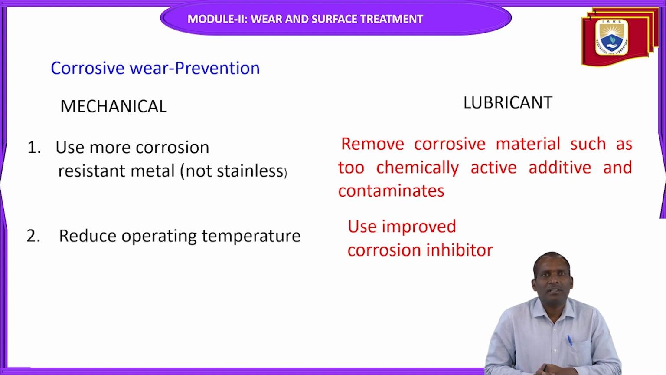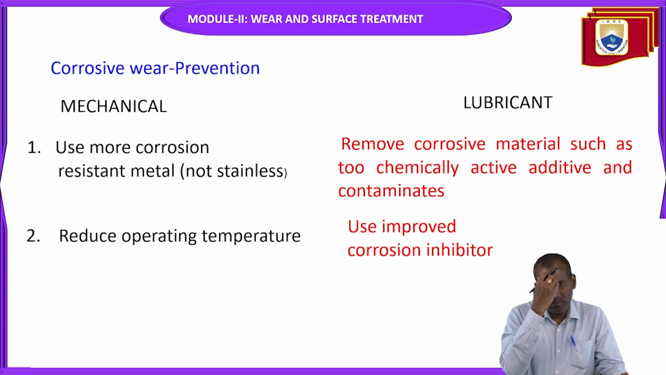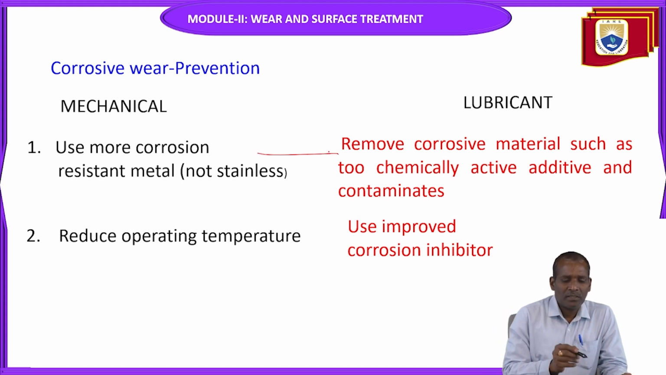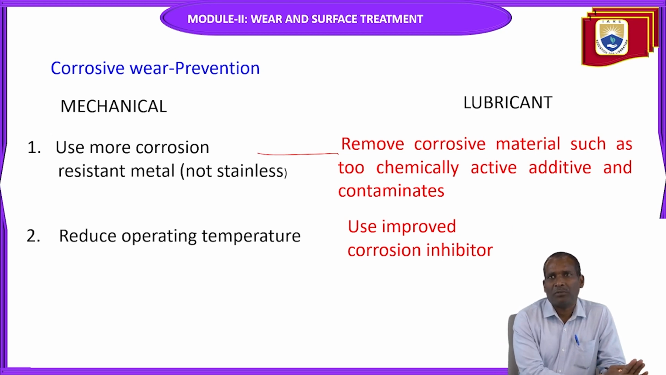Corrosive wear prevention, how to prevent? Mechanically, use more corrosion resistant metal, not stainless; use other materials that can withstand the corrosion. Similarly, reduce the operating temperature. And for the lubricant, remove corrosive material such as chemically active additives and contaminants, and then apply lubricant. The second one, use an improved corrosion inhibitor.